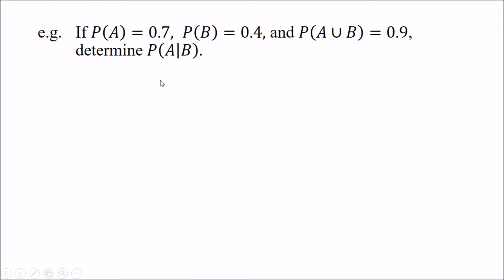Here's a new example. Say the probability of A is 0.7, the probability of B is 0.4, and the probability of A union B is 0.9. Again, that could be A or B. It's 0.9. Determine the probability of A given B.